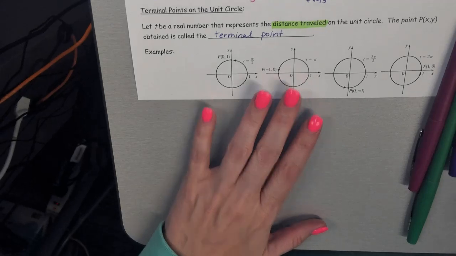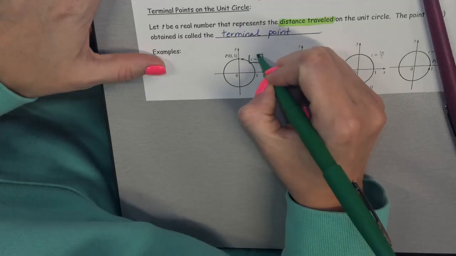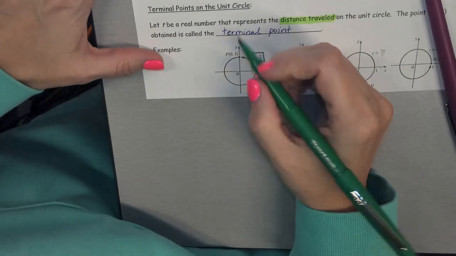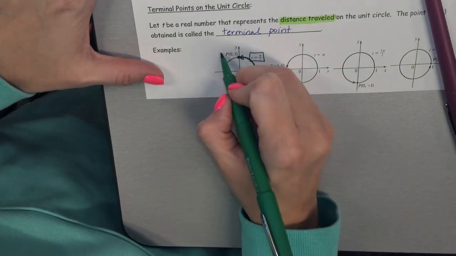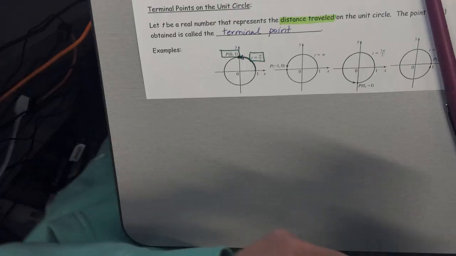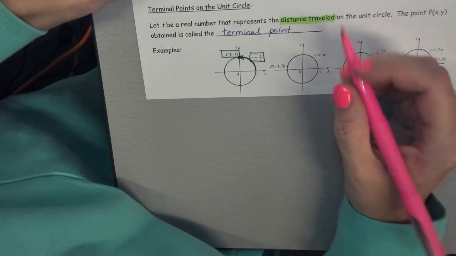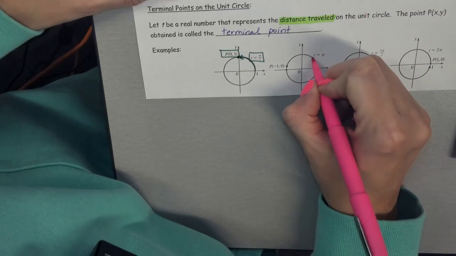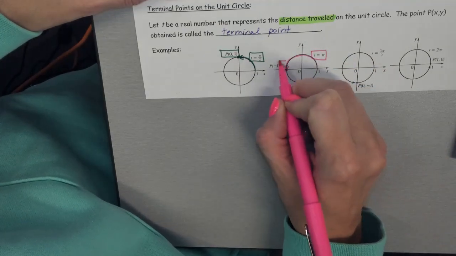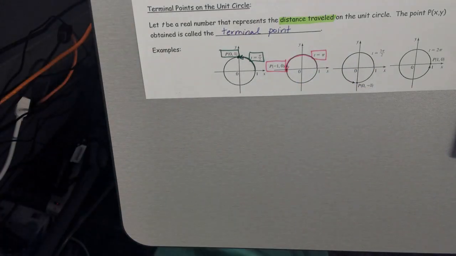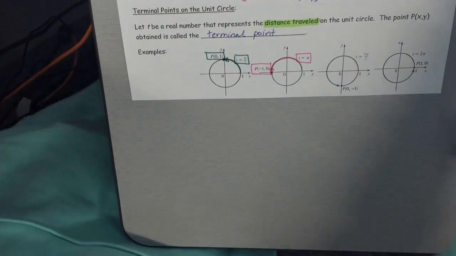Okay, so for your first one, they tell you that your value of t is pi over 2. So if you travel to pi over 2 on the unit circle, you are right here at the top. And then your terminal point would be 0, 1. Each one of these is going to give you an example of the t and then the terminal point. So if your t value is pi, that means you end up here on the unit circle. So your terminal point would be -1, 0. Terminal is where you end up. Where's the point where you end up?